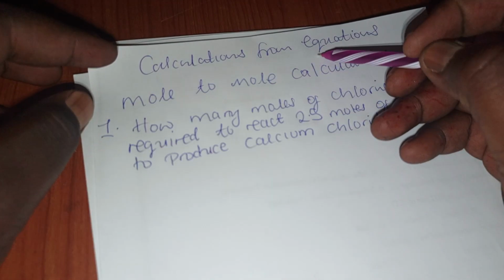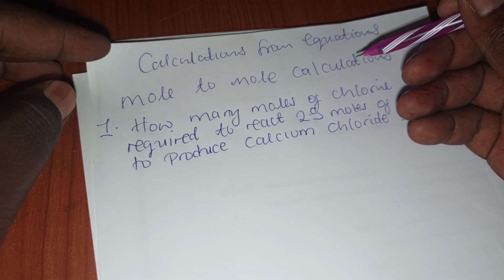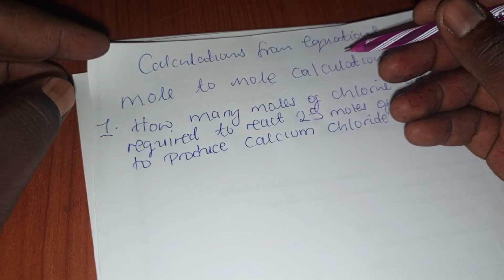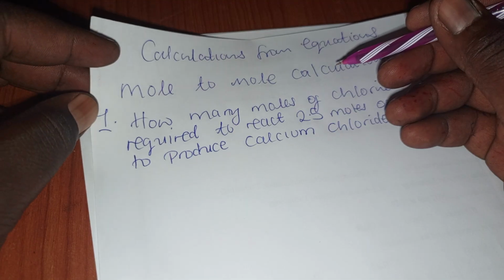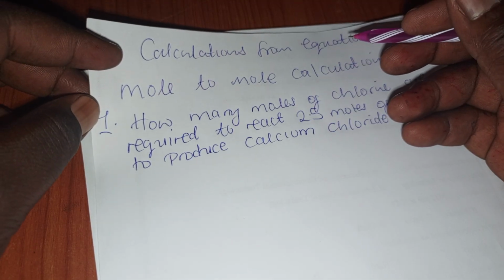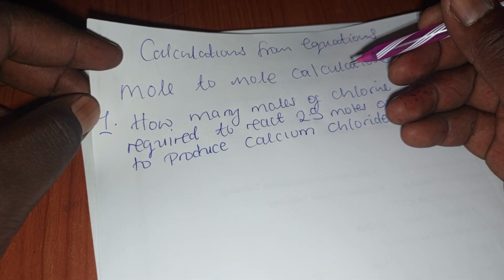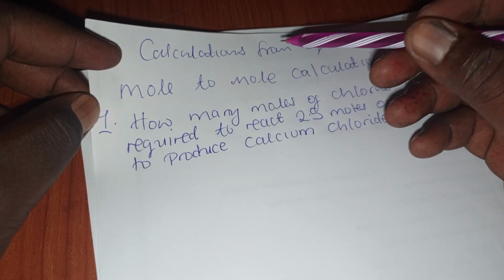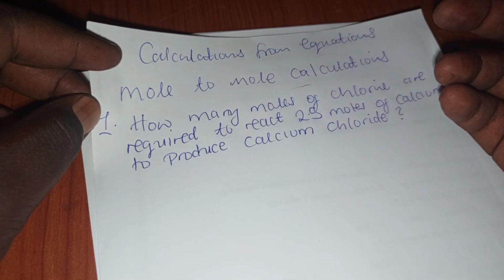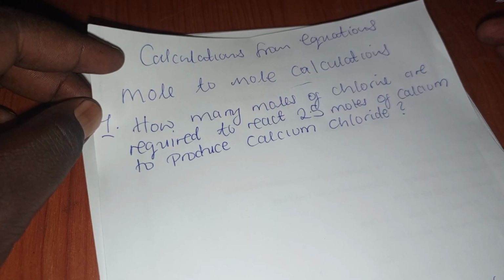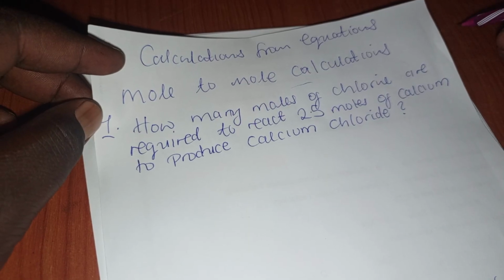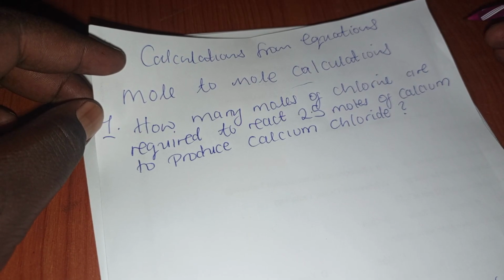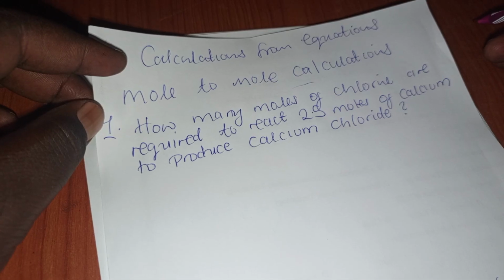Calculations from the equations. So we are doing chemistry, which is more concepts on the calculations from equations. The first part is more calculations, which means if the number of moles is given in the question, then the question will require you to find the number of moles from the equations given.